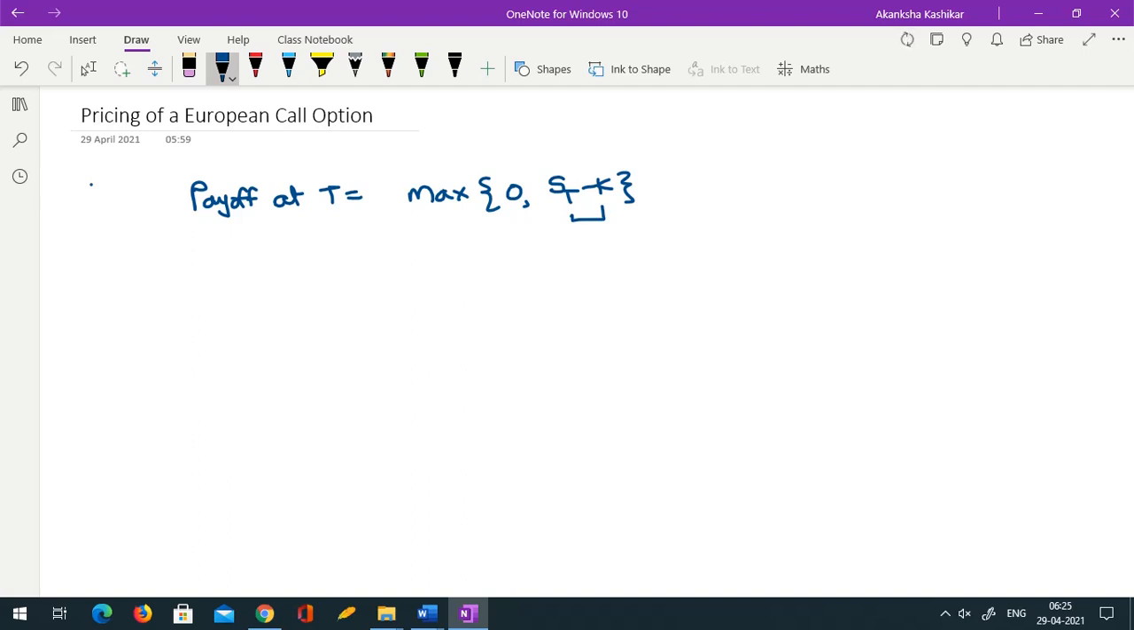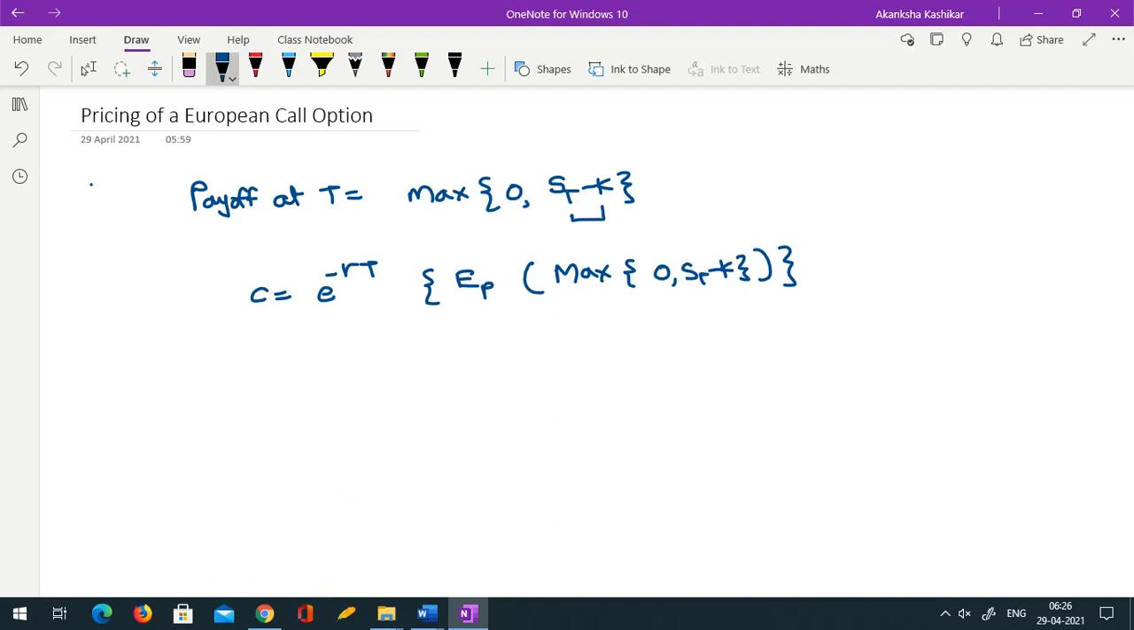Okay. So as per risk neutral evaluation, my C would be e raised to minus rT, this is the discounting factor, and then expectation under risk neutral measure of this variable. So that is maximum of 0 comma S_T minus K. Okay, this is what we have to compute. Now how to find this expectation?